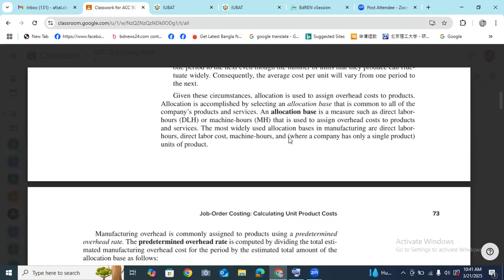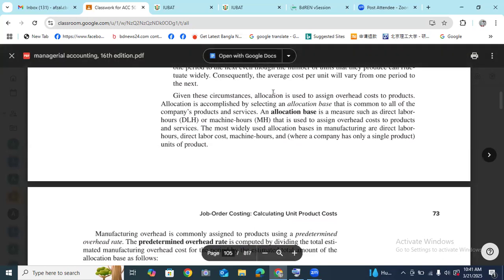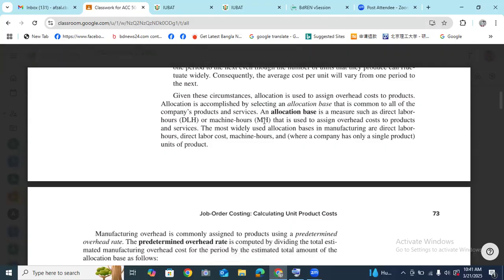Also understand. Hello. Yes, sir. So you should respond. If you face any problem understanding, you can respond. So either machine hours or labor hours will be our allocation base.